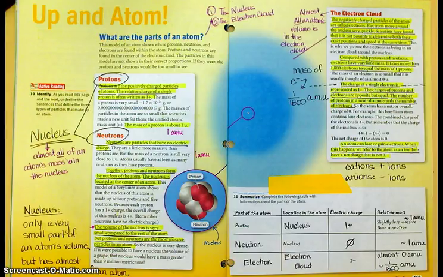All right, and then down at the bottom we see that the table has been filled in. Protons are found in the nucleus. They have a +1 charge and a mass of 1 AMU. Neutrons are found in the nucleus. They have no charge and their mass is approximately 1 AMU. The electrons are found in the electron cloud. They have a -1 charge and almost no mass, or about 1/1800th of an AMU.